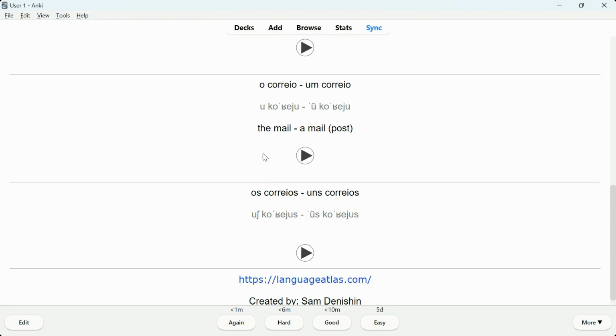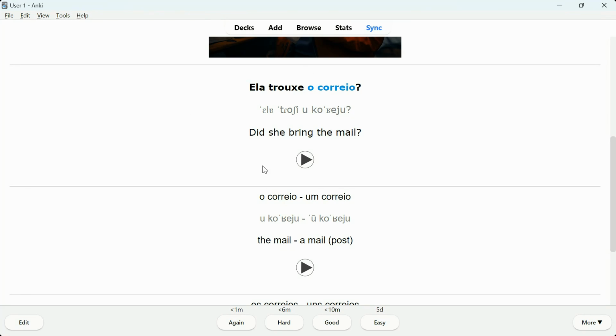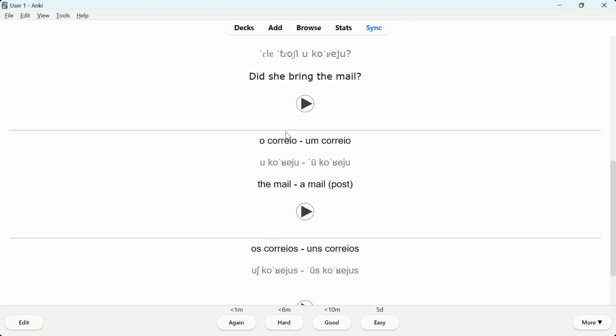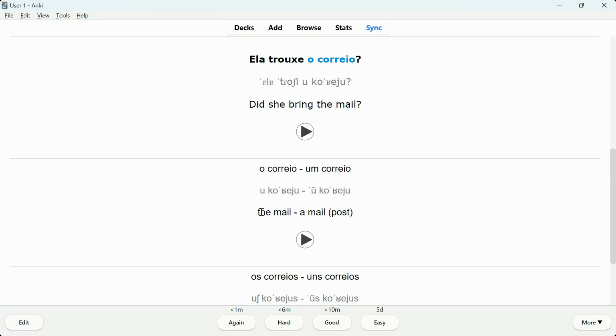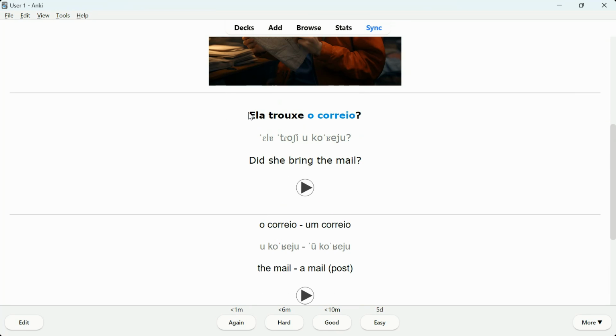So we have a sentence area. This first area is a sentence area. The second area is a singular area. And the third area is the plural area. So we have the correct sentence with the article and noun that we were looking for.